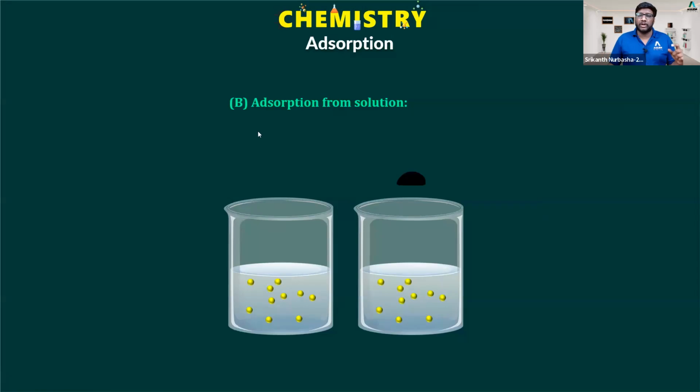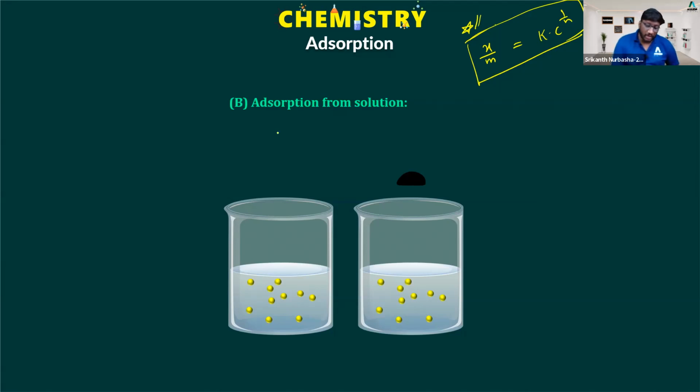Where the concentration is more, there you can have more adsorption. The extent of adsorption, x by m, is equal to K into C power 1 by n. We'll discuss this graph as well once you have studied the Freundlich adsorption theory. In Freundlich adsorption isotherm, x by m is equal to K into P power 1 by n.